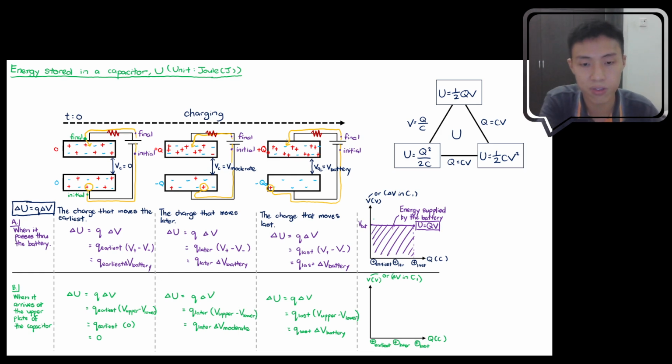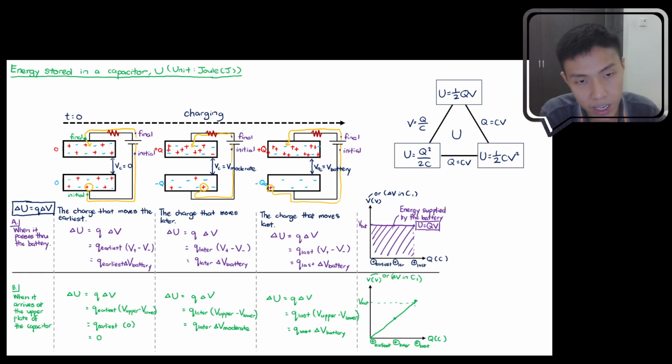Of course, initially it went through a potential difference of 0, so you can label 0 over here. Later, it went through a potential difference that is moderate, so let's put V moderate over here. Then at the end, it passed through an electric potential equivalent to the battery. So if you draw a line, you see that this forms a straight line, where this will be V battery.